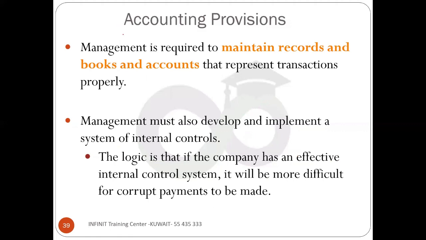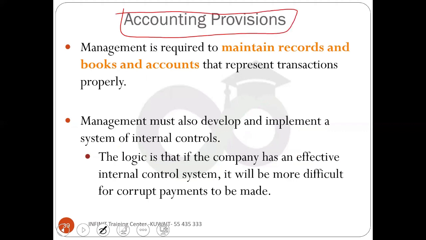Then comes the accounting provision. As per the accounting provisions of the FCPA, management is required to maintain records, books and accounts that represent transactions properly. So the management should be maintaining records, books and accounts that represent their transactions. You have to maintain a proper bookkeeping system in the organization as per this provision.